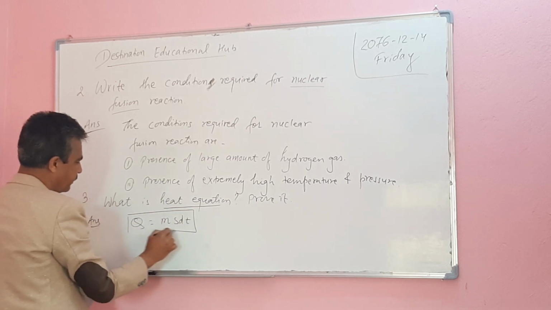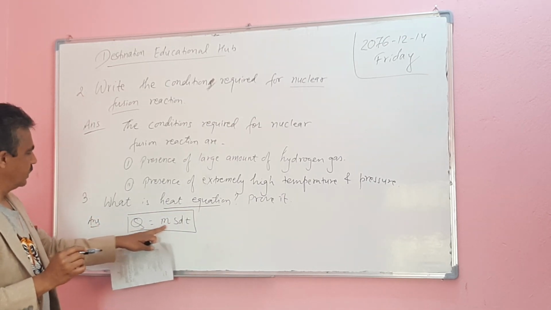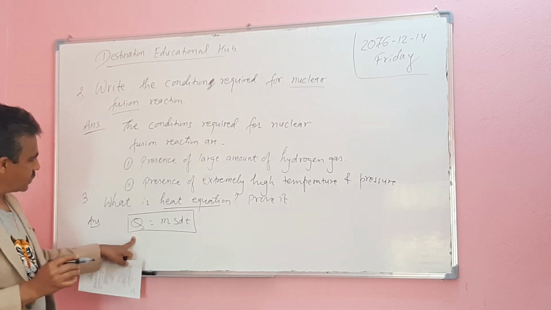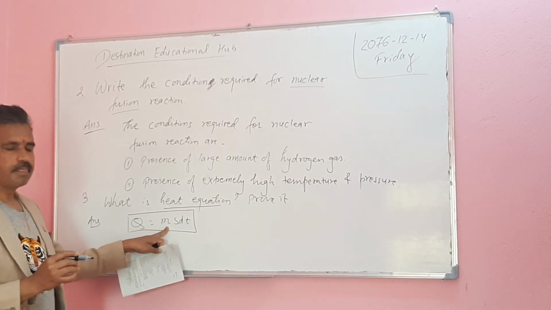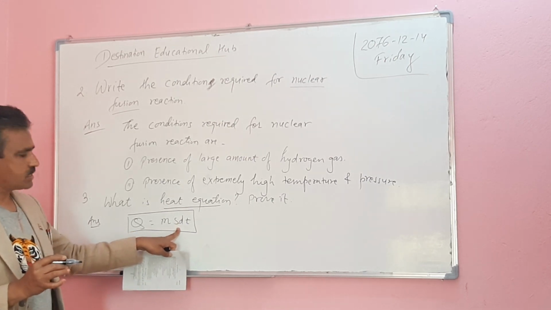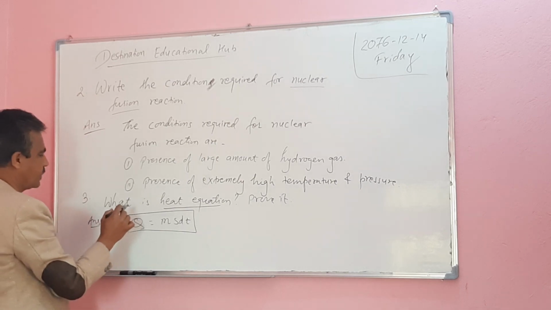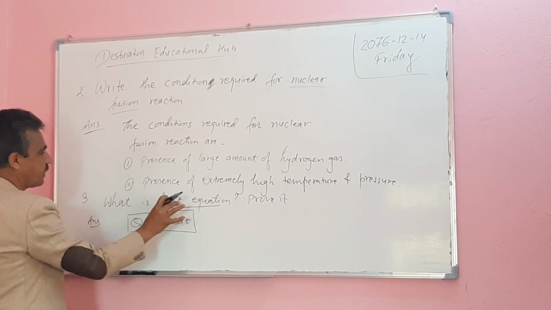Q equals m s dt. We have already studied this. Q is the amount of heat lost or gained, m is the mass of the body, s is the specific heat capacity, and dt is the difference in temperature. Okay, first let's define the heat equation.